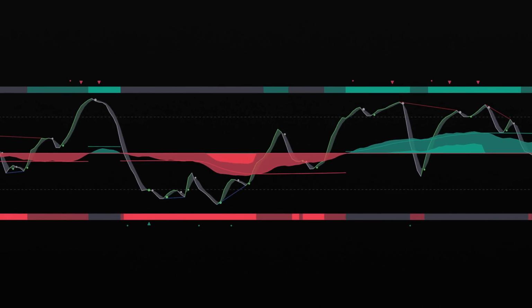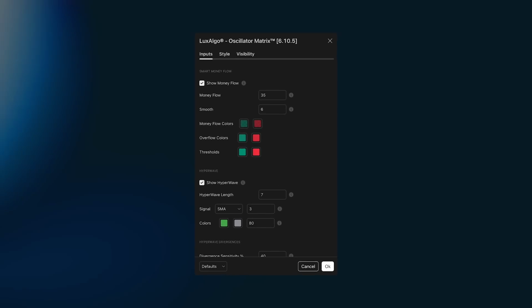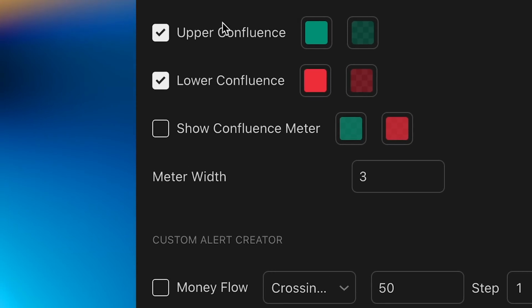No second guessing required. But that's not all. The confluence zones measure only two components. So we built something even more powerful, the Confluence meter.